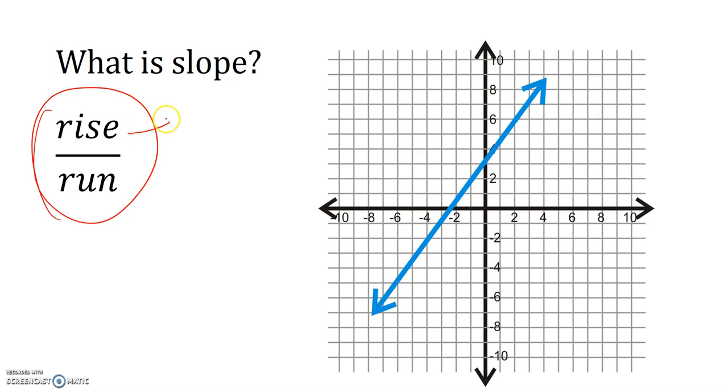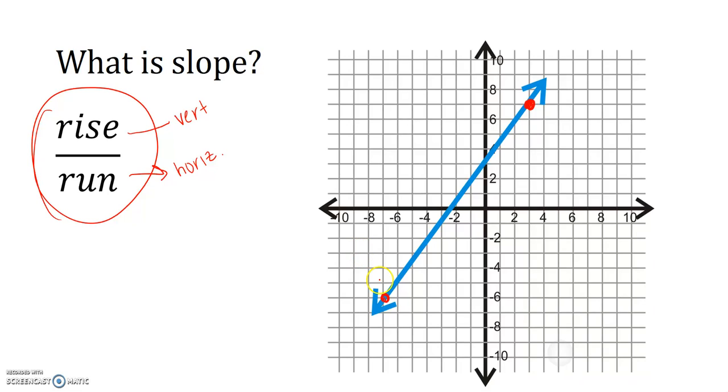The rise represents your vertical, or your up and down measurement, and your run represents your horizontal. So if I'm measuring the slope of this line, I am going to first find 2 points in which the line crosses on the grids evenly. I don't want to go somewhere in between.